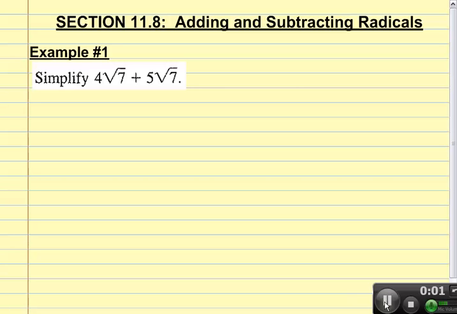7.8, adding and subtracting radicals. You know, it's easy stuff here, and there's one concept that you need to get in your head that will help this tremendously. The first thing is, I want you to think about the radical itself as a variable. If this said 4x plus 5x, we're thinking about this as 4x's plus 5x's gives me 9x's, okay?